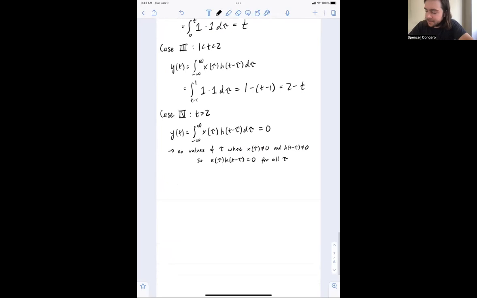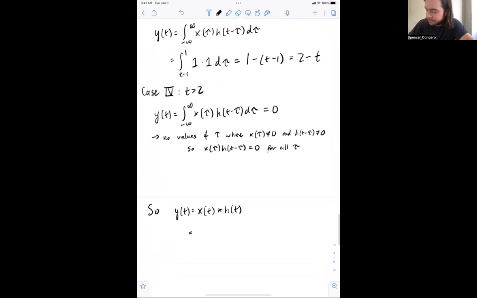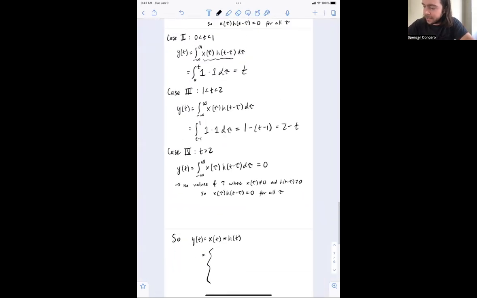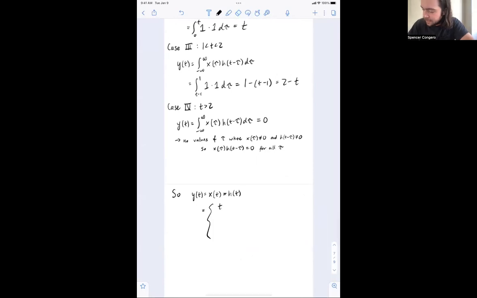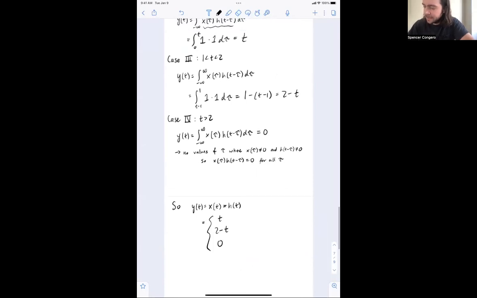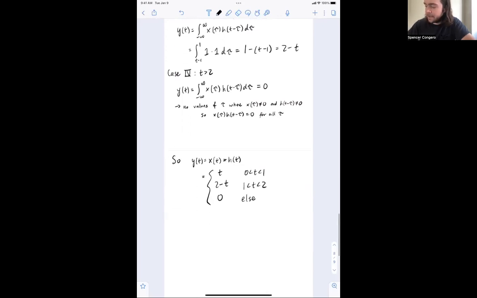Okay, so that's all the cases. So we actually found our convolution now. So y of t, which is the convolution of x of t and the impulse response h of t, what is it? Well, we found all the cases. So we're either going to get t, 2 minus t, or 0. Okay, so I'm going to list those options. We get t whenever t is between 0 and 1, 2 minus t whenever t is between 1 and 2, and 0 otherwise.